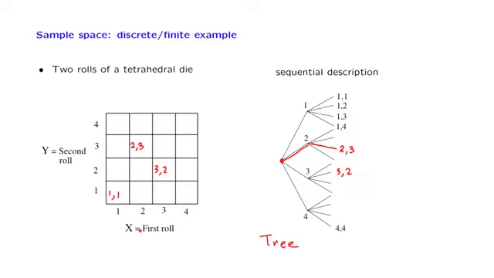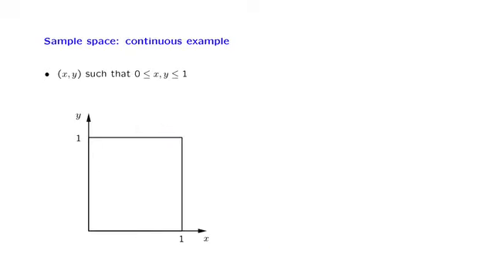In both cases, we have 16 possible outcomes. 4 times 4 makes 16, and similarly, if you count here, the number of leaves is equal to 16. The previous example involved a sample space that was discrete and finite. There were only 16 possible outcomes. But sample spaces can also be infinite, and they could also be continuous sets.